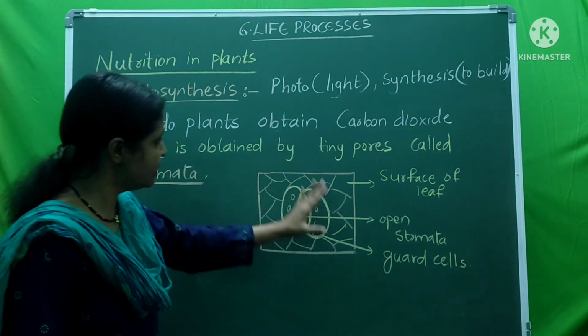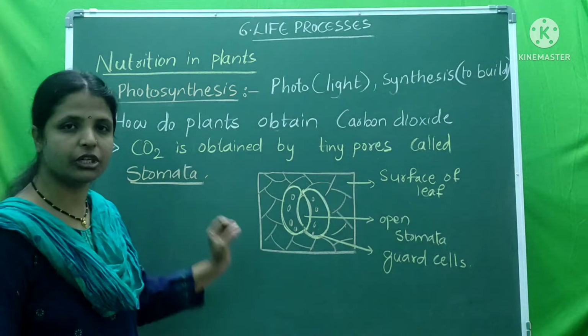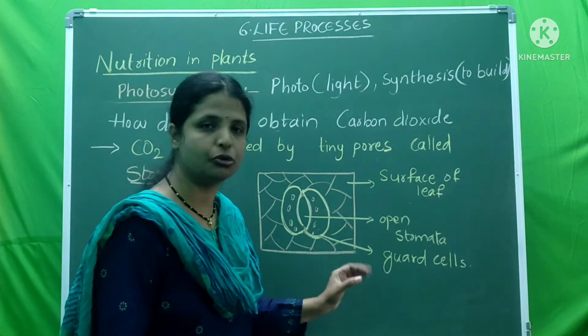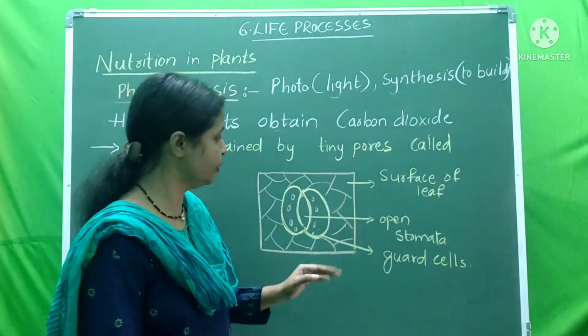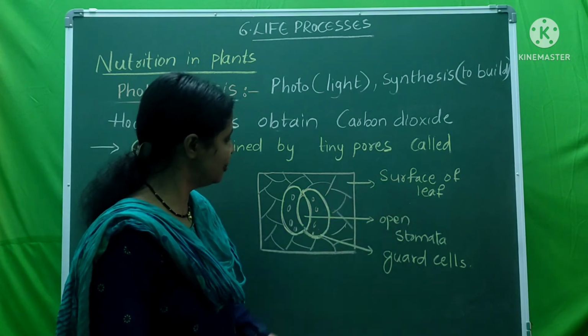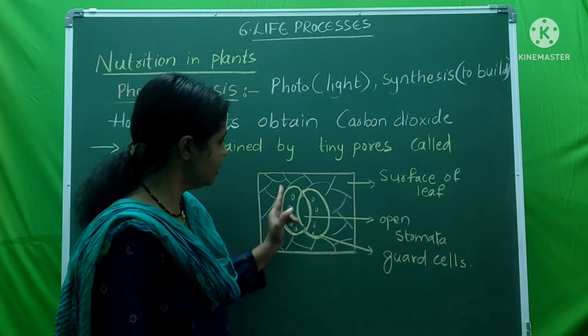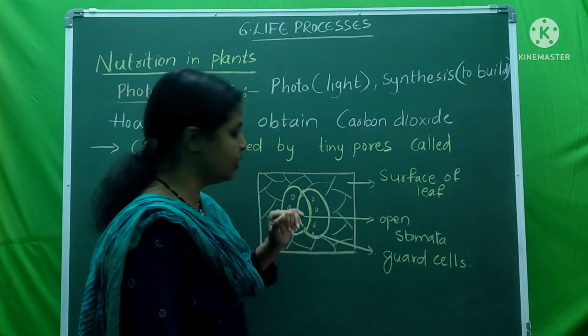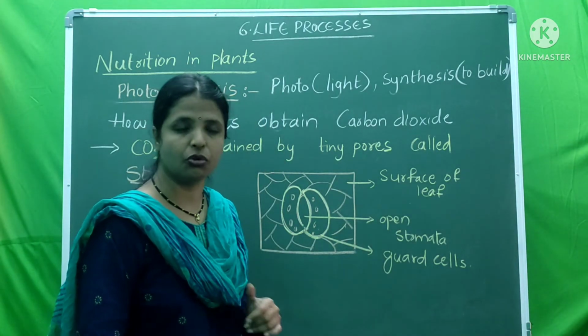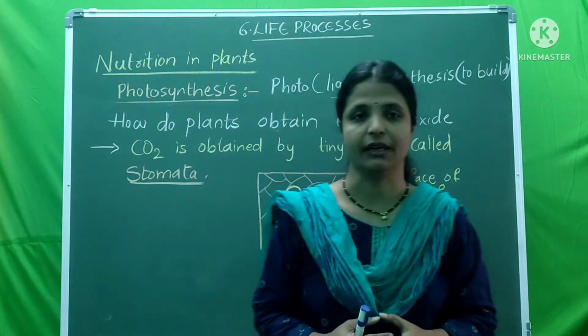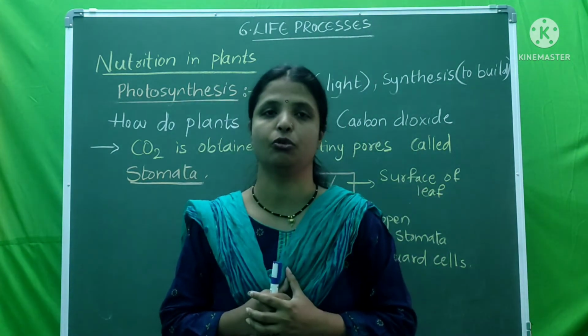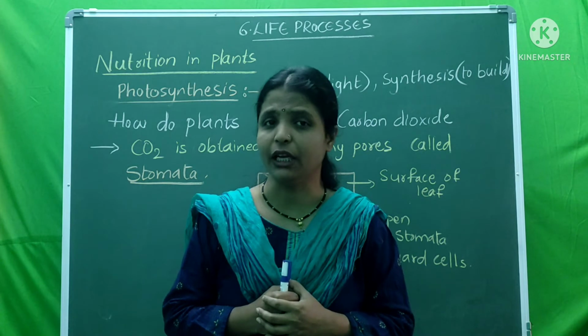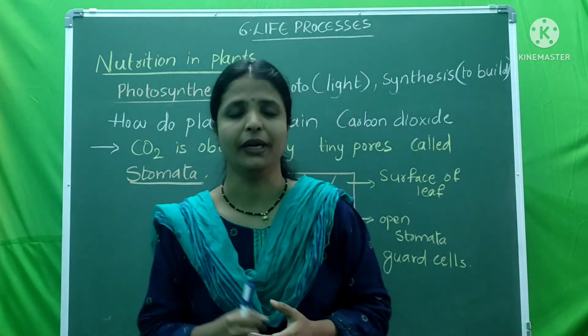So if you see this diagram, I have drawn a small structure of the stomata which you usually see in the microscope. So here it is the surface of the leaf. Here you can see it is the open stomata and it is always blended with the guard cells. So what do these guard cells do? They try to open and close the stomata. So when is the stomata getting opened? So let me tell you.